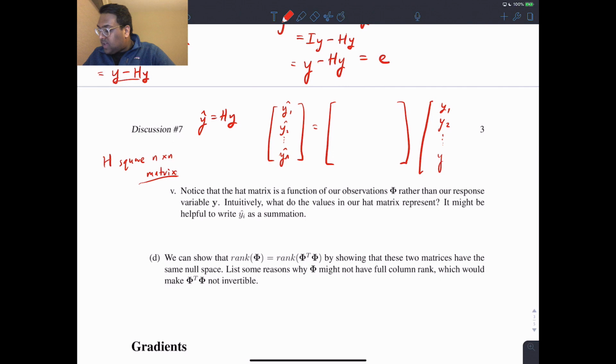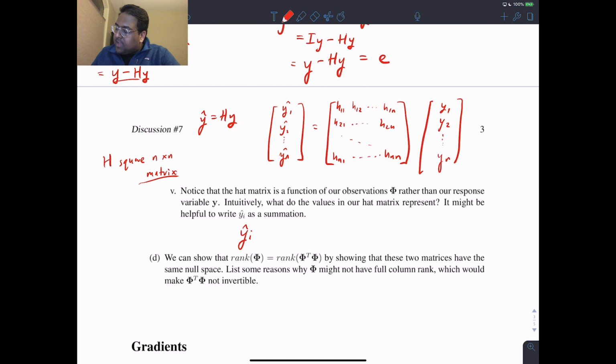Y1, Y2 through Yn. Okay, and so H will have something like H11, H12, dot, dot, dot, through H1n, H21 through H2n, and the last row will have Hn1 through Hnn. Okay, and so what the question is hinting to us is we can write Y hat i as a summation, right? And so, for example, to calculate Y hat 1, we would take the dot product of the first row of H and this column vector Y, right? We would have H11 Y1 plus H12 Y2, and so on and so forth.